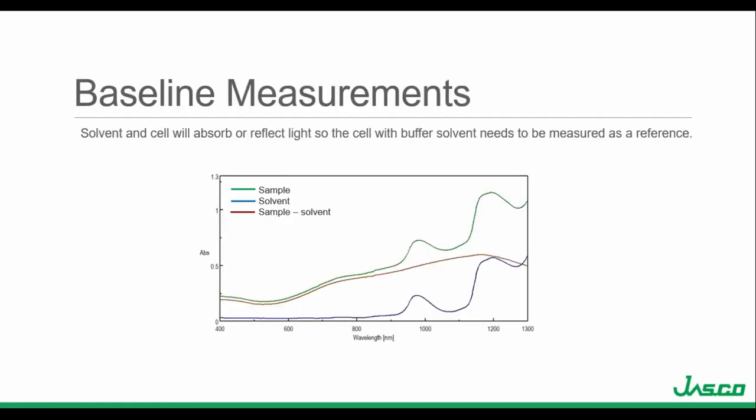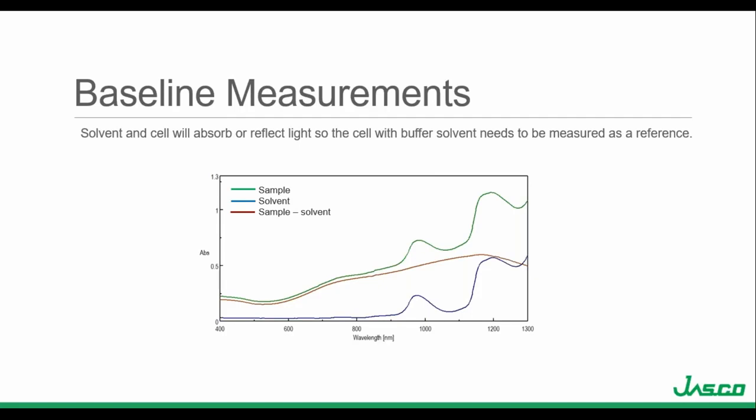Once we have selected our sample, cuvette, and solvent parameters, we can now begin acquiring data by first taking a baseline measurement. So a baseline or background measurement is used to account for the solvent or buffer in the cell. For liquid samples or samples that are dissolved or diluted in solution and use a cuvette, the solvent in the cuvette can absorb and reflect light, which can lead to inaccurate absorbance values and lower signal to noise. And this is going to be especially important for quantitation measurements.